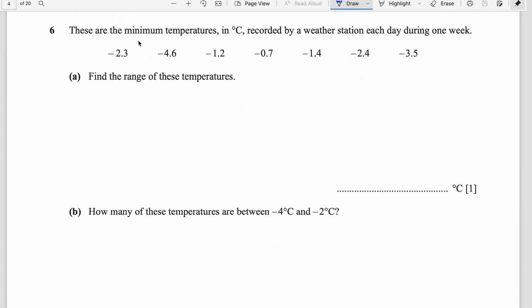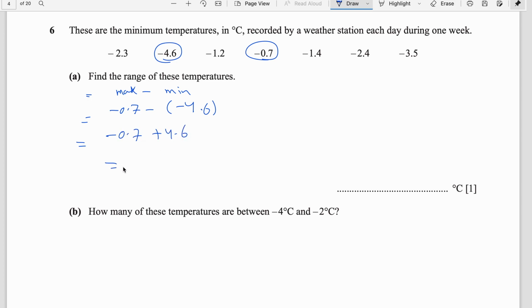Question number 6. These are the minimum temperatures in degrees Celsius recorded by the weather station each day during 1 week. Find the range of these temperatures. So first find the maximum and minimum value. I can see negative 4.6 as the minimum value and negative 0.7 as the maximum value. So maximum minus minimum value: negative 0.7 minus negative 4.6. You find the range: negative 0.7 plus 4.6.